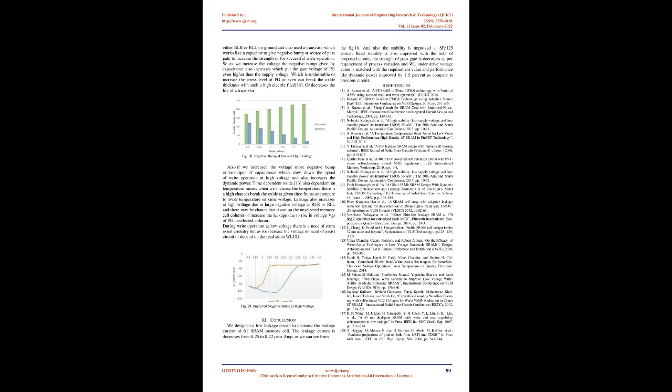Conclusion. We designed a low leakage circuit to decrease the leakage current of the 6T-SRAM memory cell. The leakage current decreases from 0.25 to 0.22 picoamp, as we can see from Figure 18. Also the stability is improved at the SF/125 corner. Read stability is also improved with the help of the proposed circuit. The strength of the pass gate decreases as per the requirement of process variation, and the WL underdrive voltage value is matched with the required value, and performance, like dynamic power, is improved by 1.5% compared to the previous circuit.